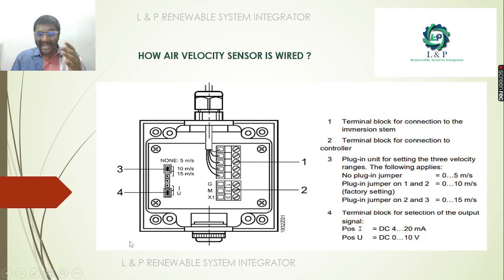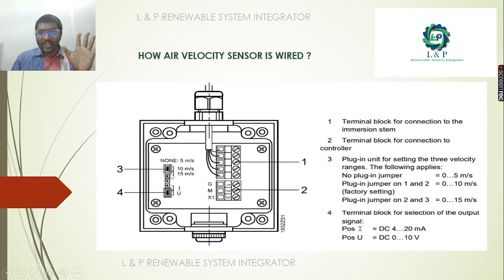because we have a range. We can set 3 different ranges in the sensor. The measuring range can be from 0 to 5 meters per second, or from 0 to 10 meters per second, and the third one can be from 0 to 15 meters per second. These three configurations we can set with the help of these jumpers.